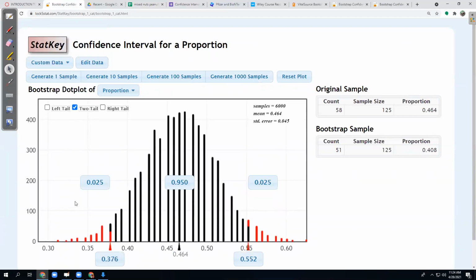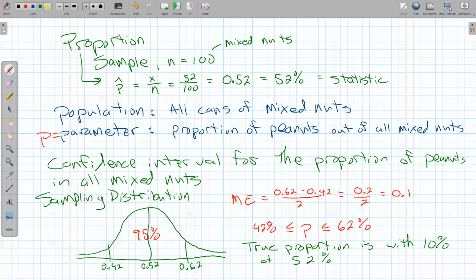And so let's see, StatKey says that based on this sample, we think the true proportion of peanuts in Bi-Mart's mixed nuts cans that claim to have less than 50% is somewhere between 37.6% and 55.2%.